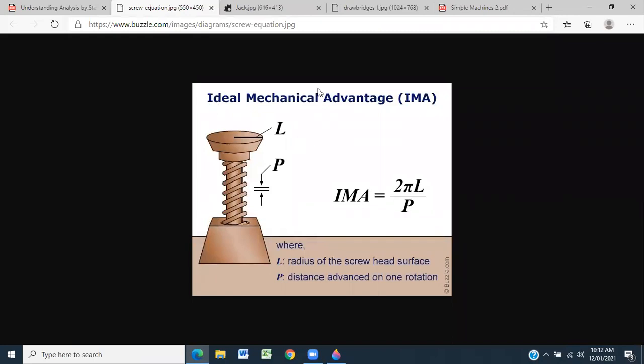Now, this picture says ideal mechanical advantage. And we know the ideal mechanical advantage is the same as the velocity ratio. So that's why that's there.